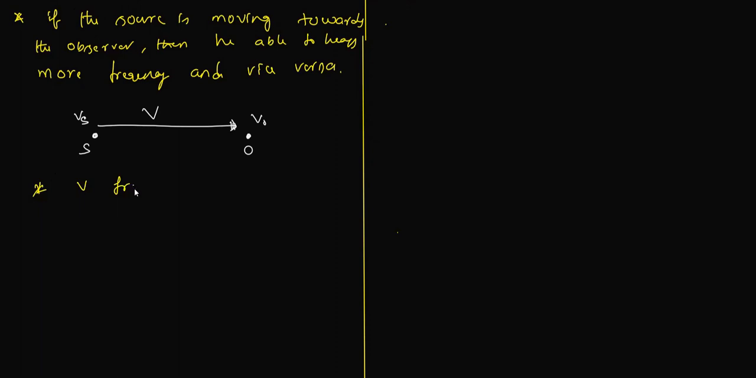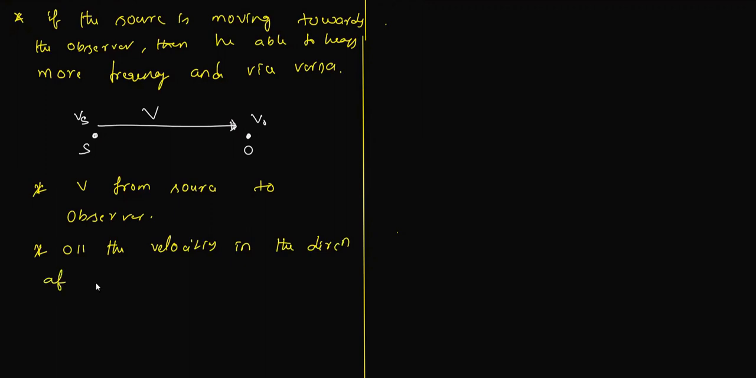First point, V is from source to observer, which we have taken. Second point, all the velocities in the direction of V are positive, else negative. If anything is going in this direction, we take positive. If the observer is going in this direction, we take negative. If the source is going in the direction of V, positive. If the source is going in the opposite direction, we take negative.